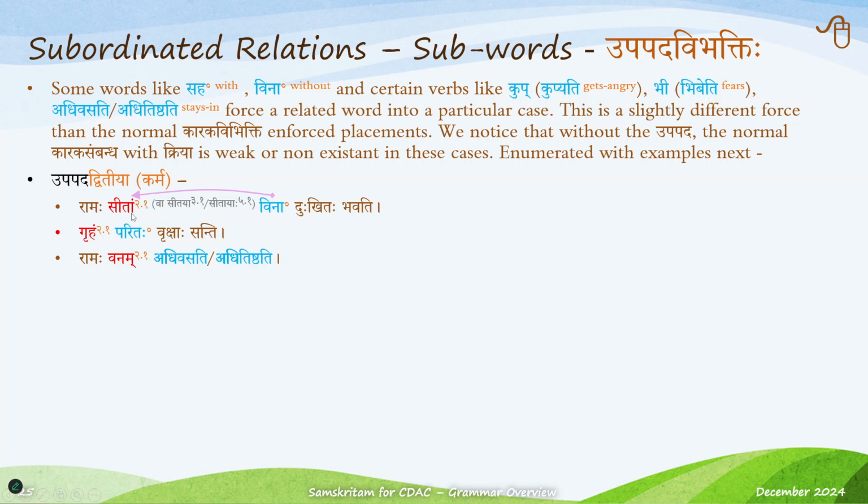In Samskrita it's very precise. Vina and saha, both of these are indeclinables, and they bring a dvitiya vibhakti into force due to their presence. So, Sitam vina, without Sita. So dvitiya vibhakti is forced on the object that is bereft for Rama. So Ramaha Sitam vina dhukkitaha bhavati.